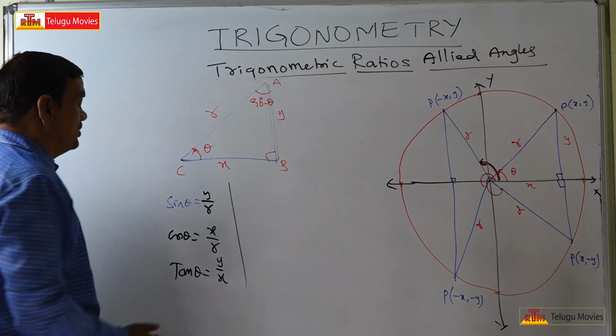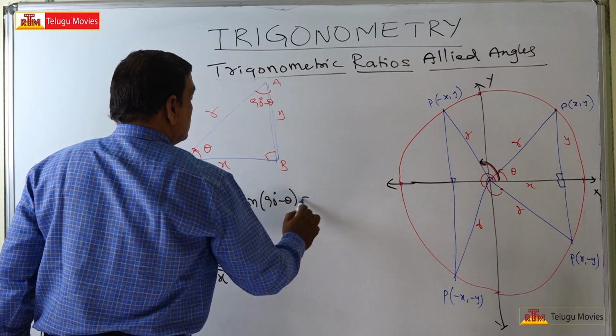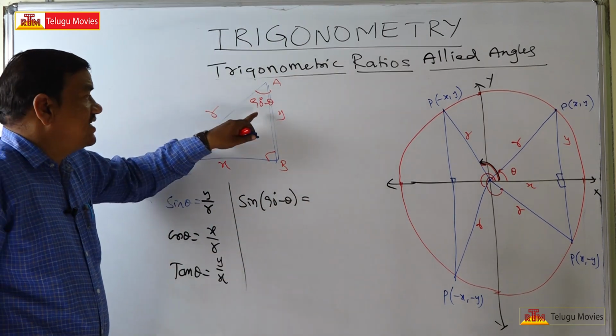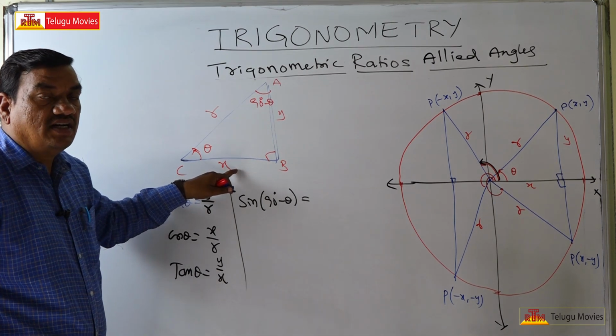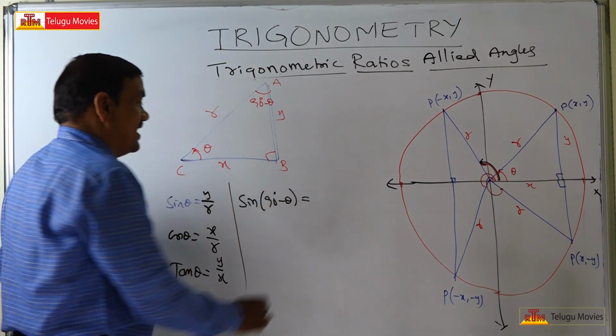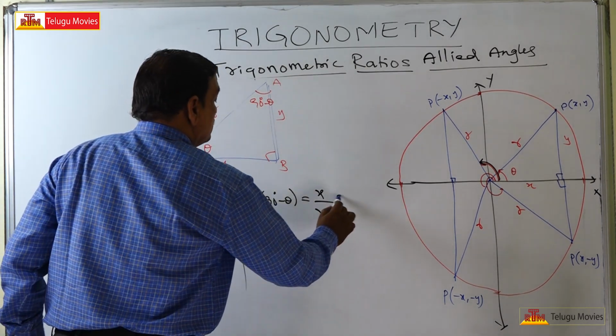Now I am going to see what sine of 90 degrees minus theta is. Sine of 90 degrees minus theta means the opposite side of the angle 90 degrees minus theta, which is x, upon the hypotenuse, which is r.